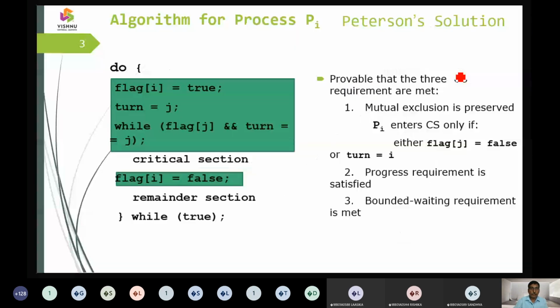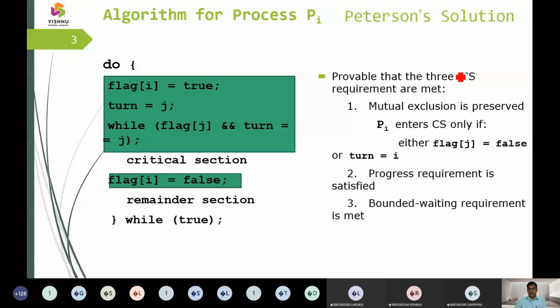First of all, Peterson's solution has been implemented with two processes. Thereby, it has been extended to multiple processes. Got it? First they took two elements, and when the two elements were satisfied, then they promoted it to n elements.